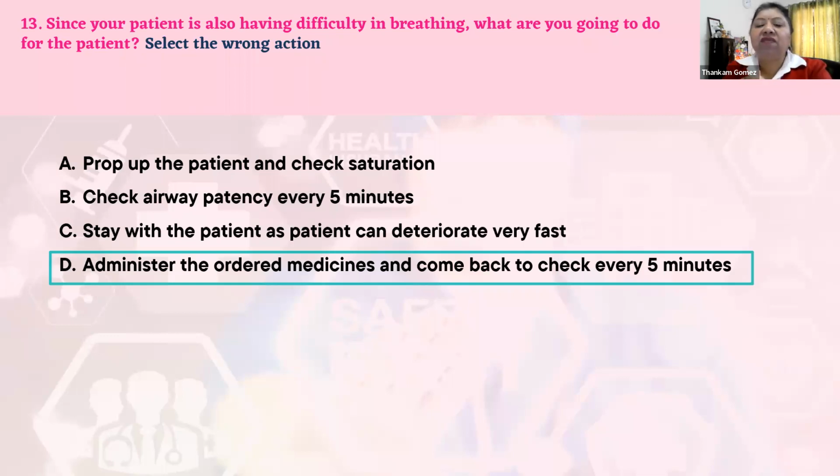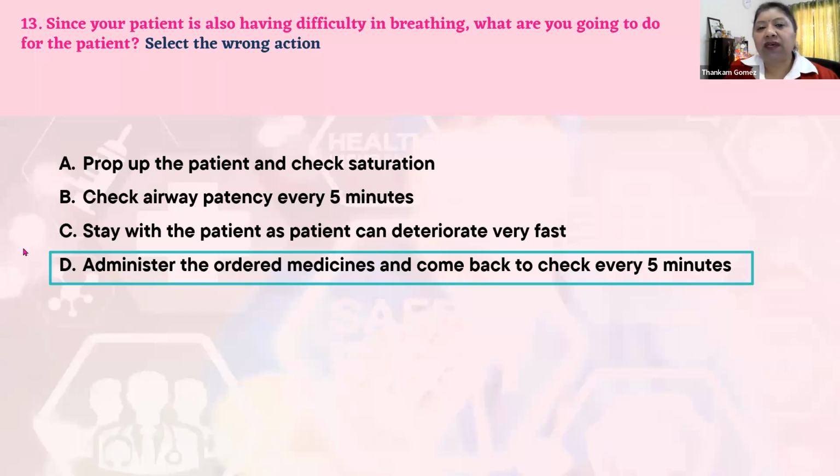So you cannot leave the patient alone. Stay with the patient, prop up the patient, check saturation, check airway patency every 5 minutes. They can have laryngeal edema because of the antigen in the blood product that has gone in. So patient can have allergic reaction. So stay with the patient. Patient can deteriorate very fast.